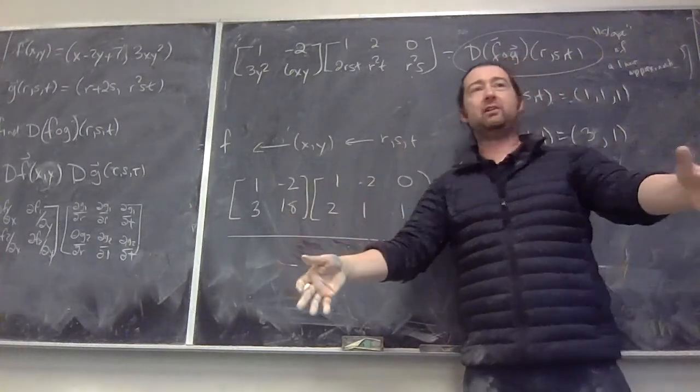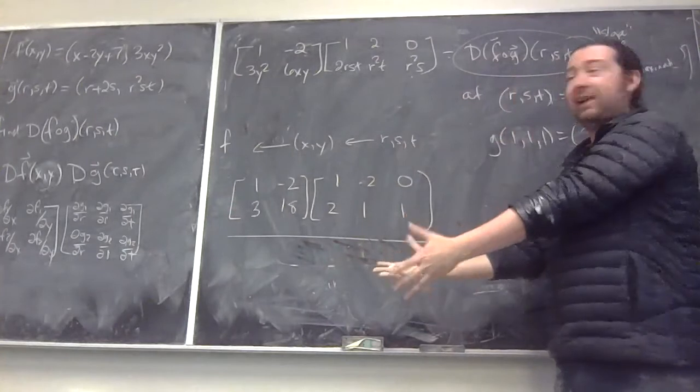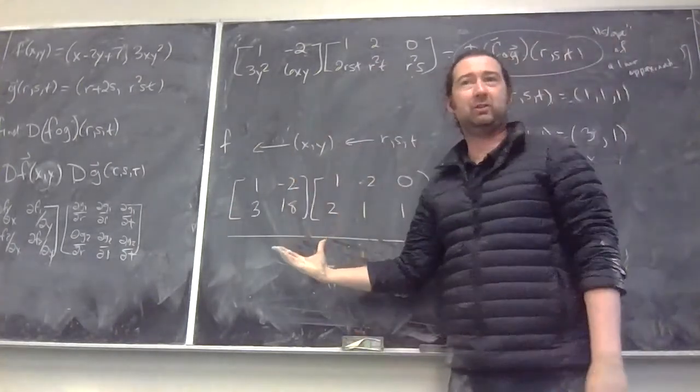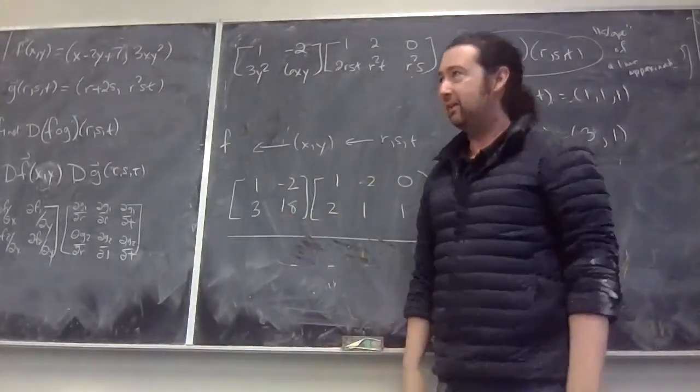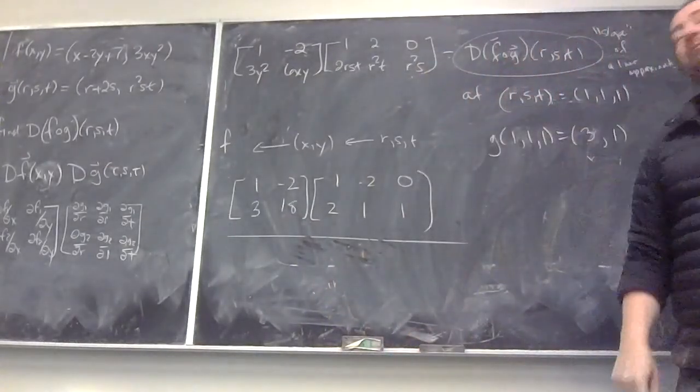Remember, the secret of calculus is everything is a line. And that's literally all we're doing here, saying like, yeah, who cares? It's just a matrix multiplication. That's linear. All right.